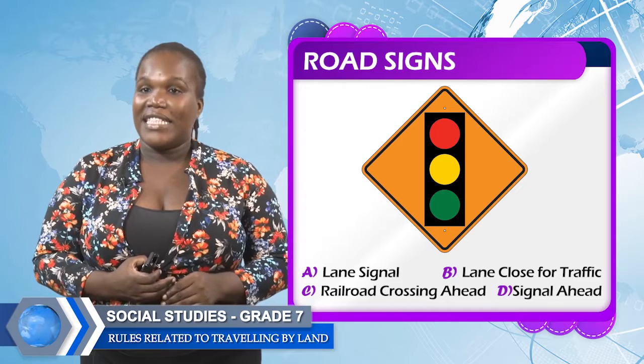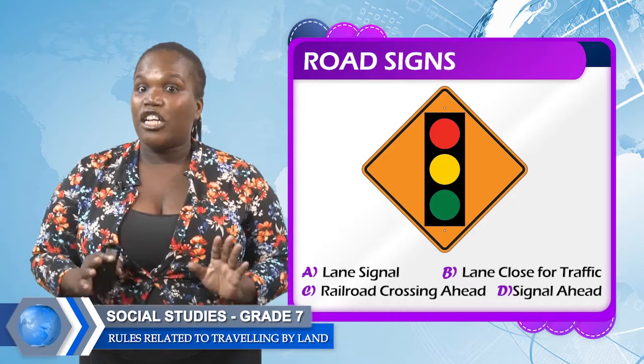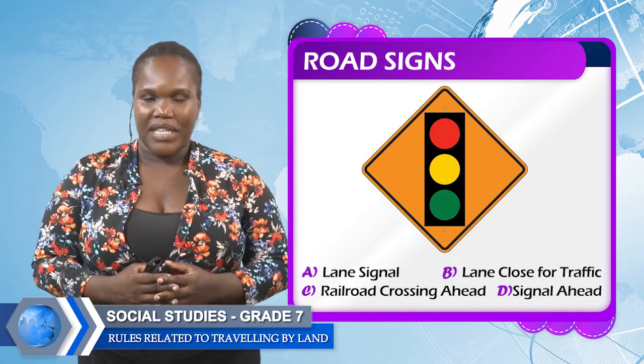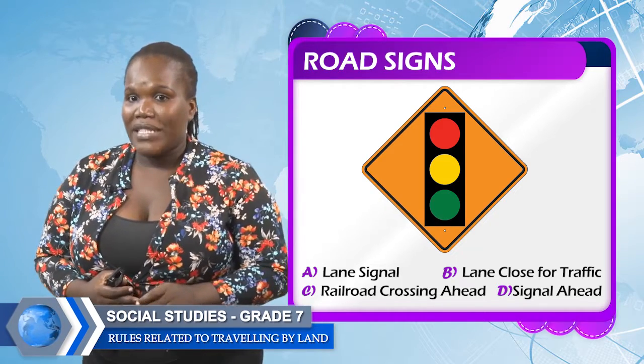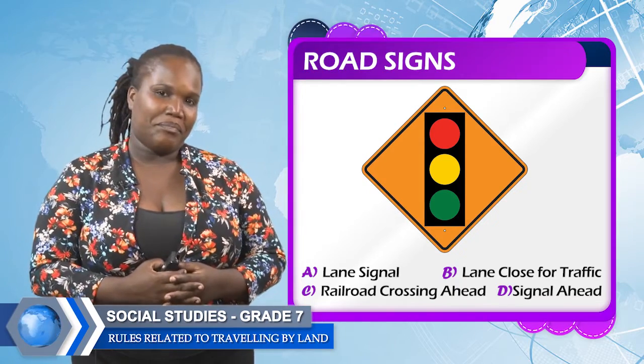A, is it saying lane signal? B, lane closed for traffic? C, railroad crossing ahead? Or D, signal ahead?